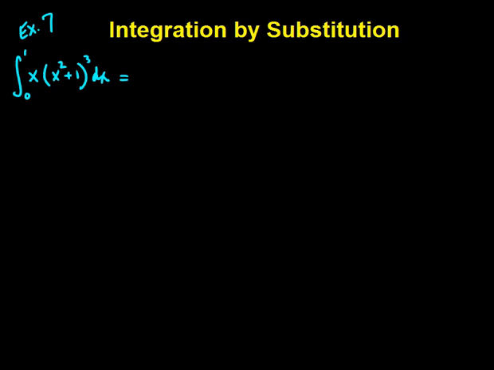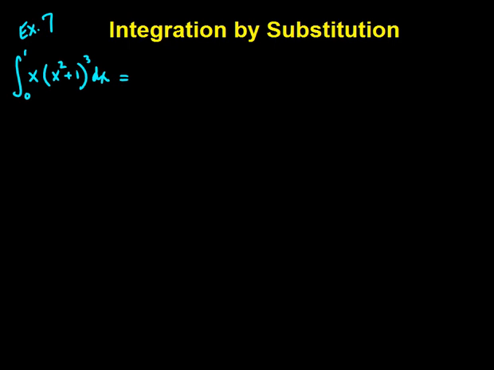In the next two videos, I want to apply what we've learned about integration by substitution to definite integrals. It's just going to add one more layer of complexity on top of that, but it's still a very manageable process. So here we have the integral from 0 to 1 of x times the quantity x squared plus 1 to the third.